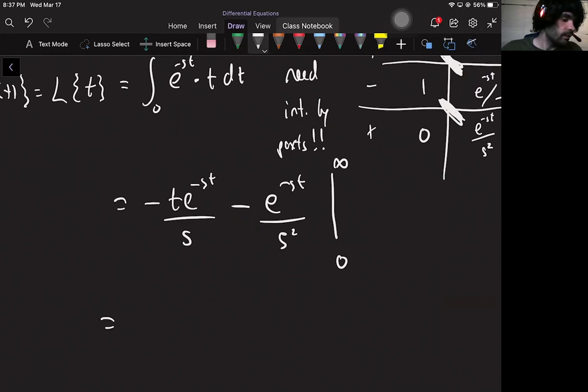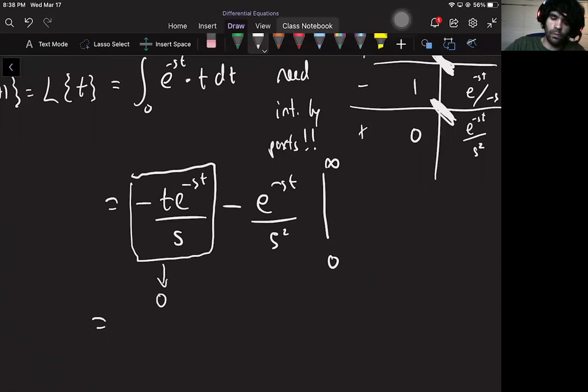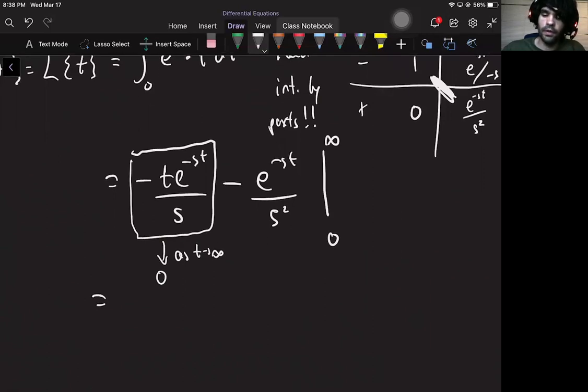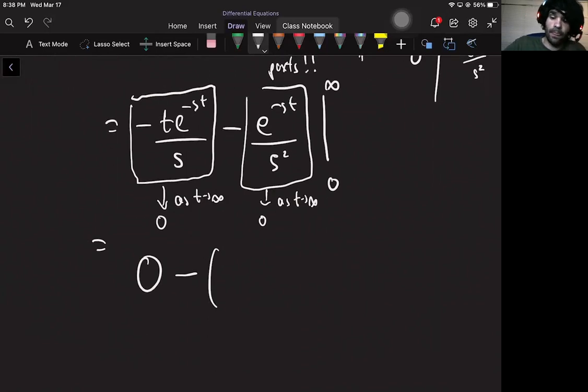Okay, so then what happens? So let's see. Okay, so as t goes to infinity, what happens? This goes towards 0. Because I'm dividing by e to the t, and that'll get really big. It's much bigger than t, which is on the top, so that'll go towards 0. And then so will this one. So I'm really just getting a big giant 0 minus, and now I'm plugging in 0. So when I plug in 0 for t, that first guy is still going to be 0.